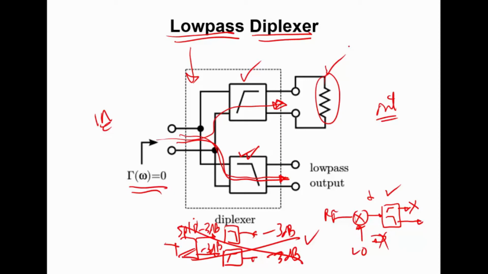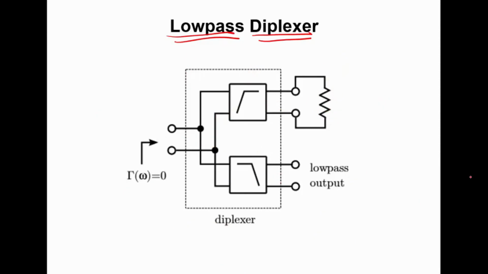Now if we want a high pass diplexer, all we would do is move this resistor over to the low pass output and take the high pass output. So very straightforward. Now the textbook explains that the simplest way to create this particular structure is as follows. This is the simplest low-pass diplexer I know of. Looks like this, where this is the input and this is the output.